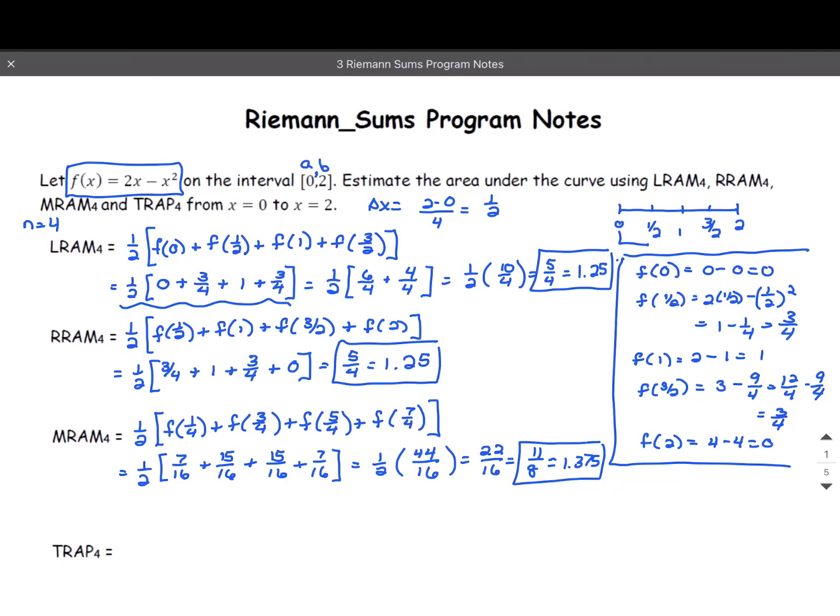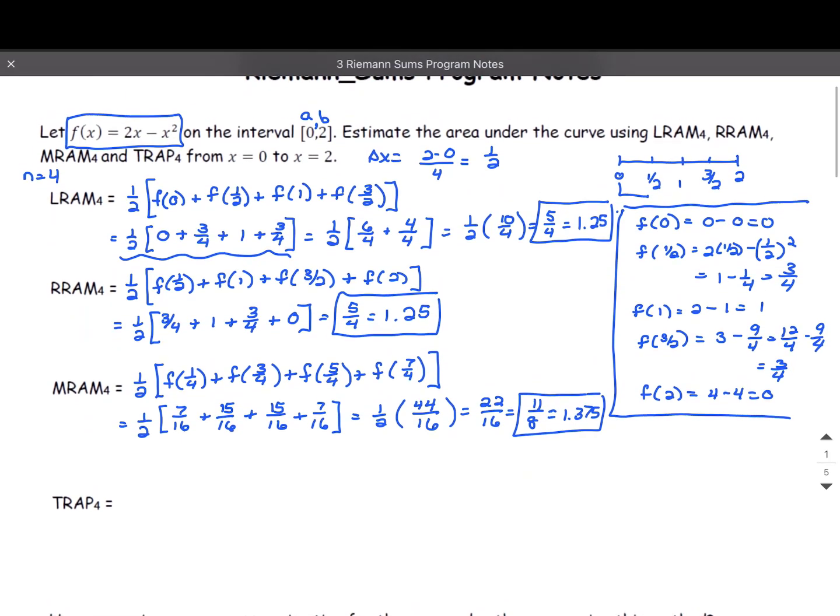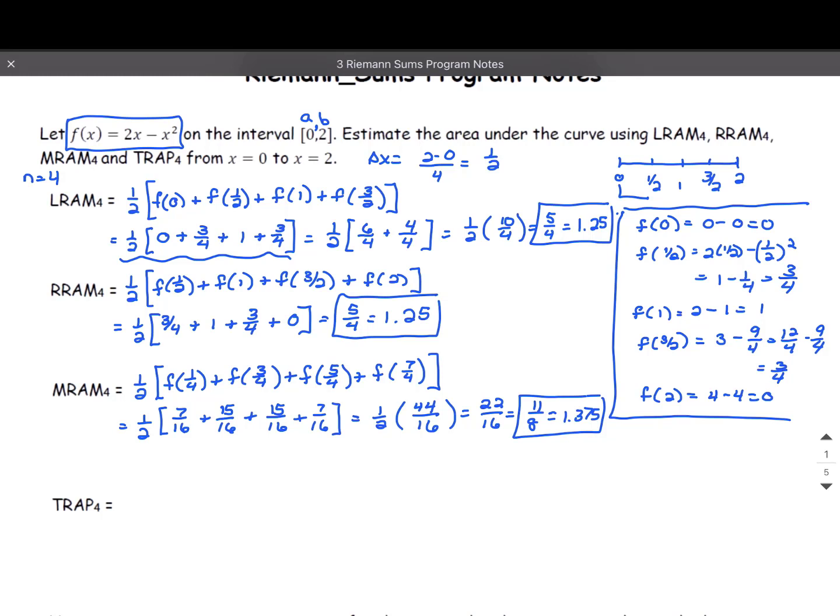Okay, now we have one more to do. We need to do our trapezoid. So our trapezoid, remember, since all the delta x's are the same, we can do 1/2 times our height, which is still 1/2 because our height is our delta x. Then we use the first subinterval at 0 once, all the ones in the middle twice, so it's 2 times f of 1/2 plus f of 1 plus f of 3/2.